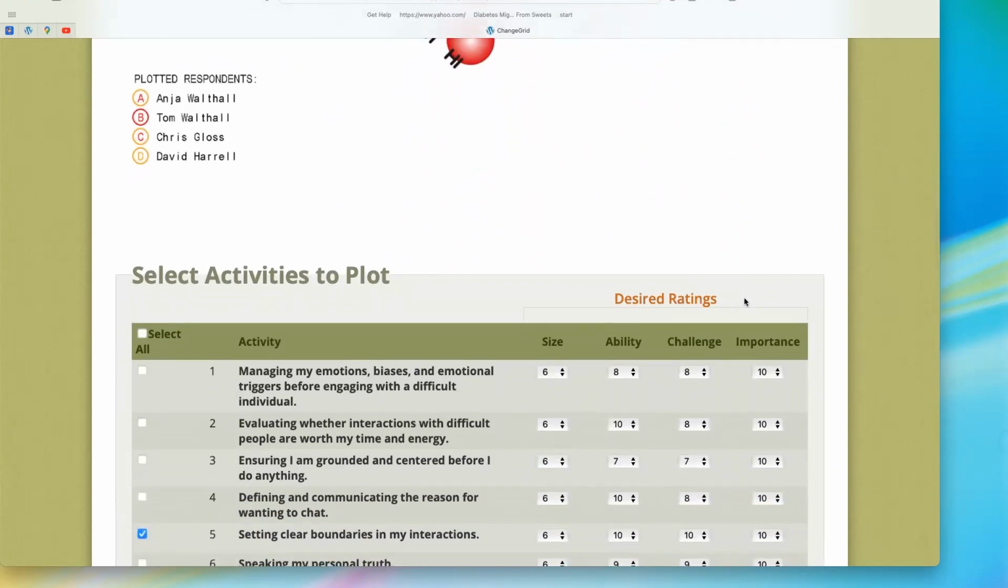Setting clear boundaries in my interactions. That does feel like an action that I'm taking, but was there an action that I took before I could set clear boundaries? Did I need to do something before I did that? Identify the problem. Yeah, I've got to identify the problem. I need to understand the situation before I even know what boundaries to set.